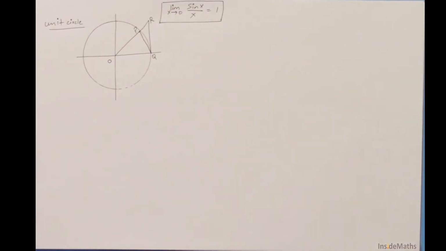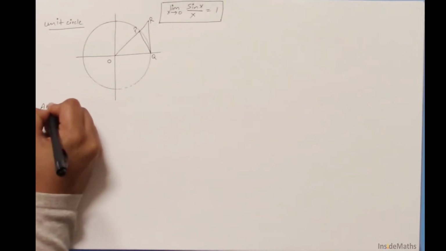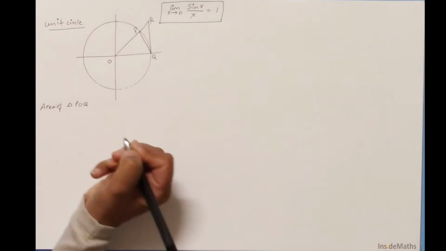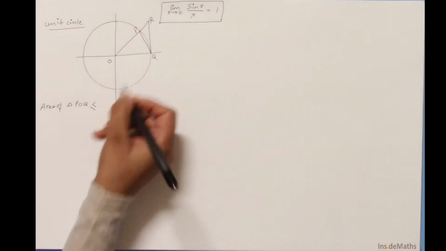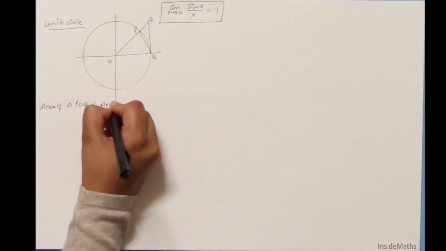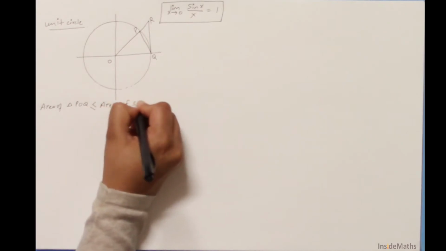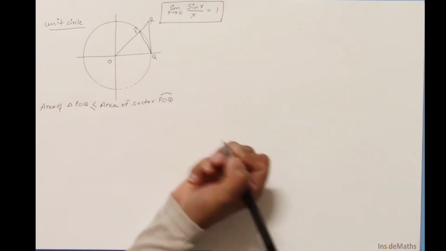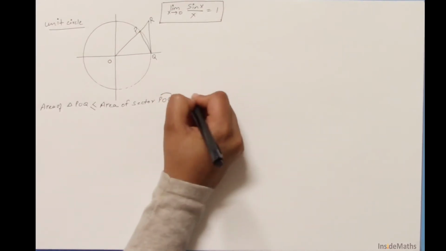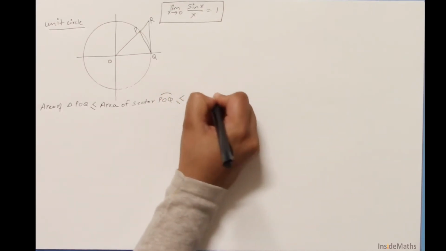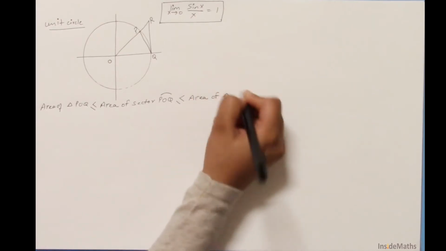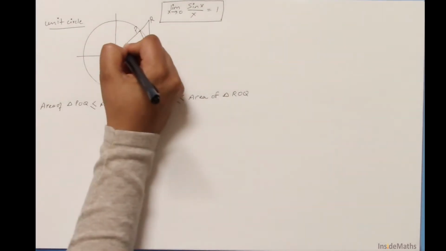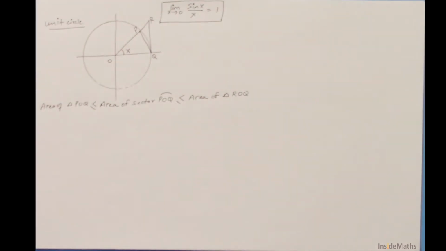That means I can write it as area of triangle POQ is less than or equal to area of sector POQ with the curve, and this is less than or equal to area of triangle ROQ. And this is the angle x.